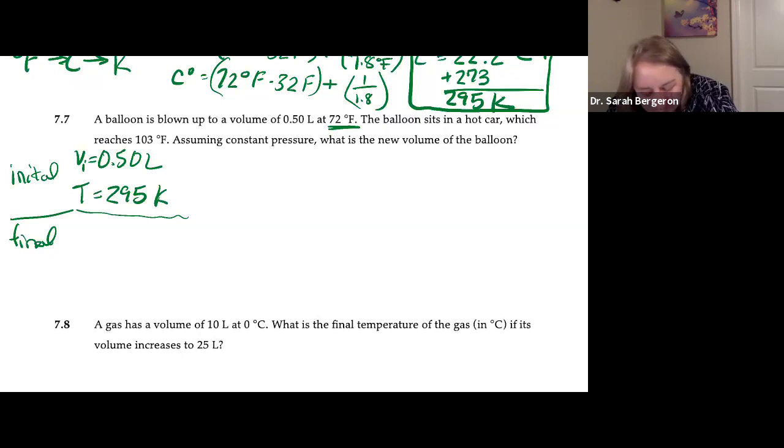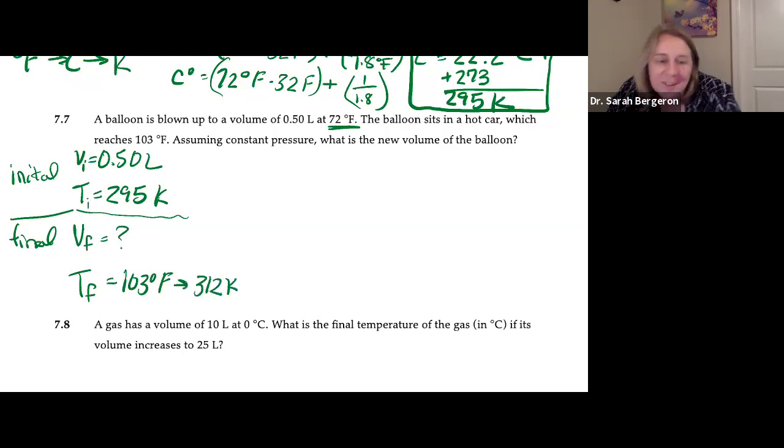Assuming constant pressure, what is the new volume? Volume final, we don't know. I'm going to do the conversion for you. That is 103 degrees Fahrenheit. I'm telling you that that is 312 Kelvin, because I'm not going to make you do that. All right, so what are we doing?